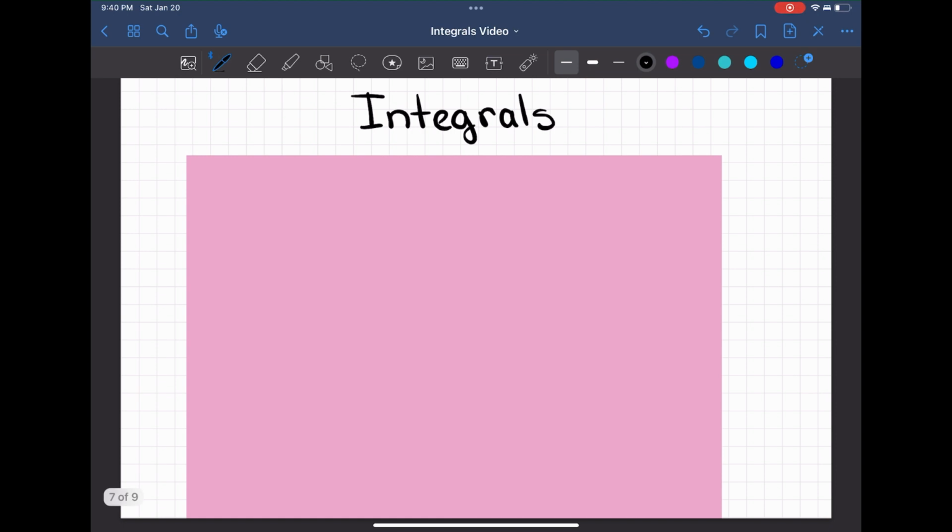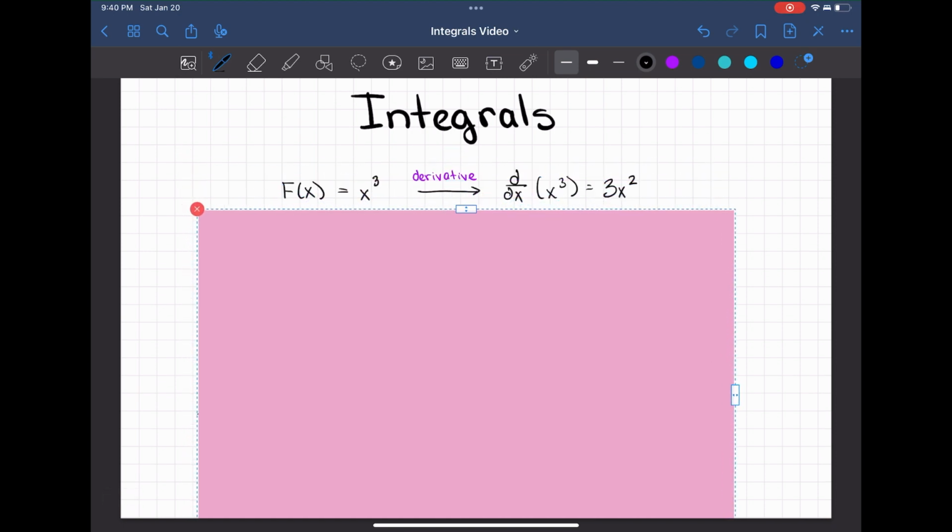Hopefully by now, we know that if you want to take the derivative of x cubed, we can get 3x squared pretty easily. We subtract 1 from the 3 to get the 2, and we bring the 3 down originally to get 3x squared. And that's all well and good, but what happens if we want to do the opposite? What happens if we want to come from 3x squared all the way to x cubed?